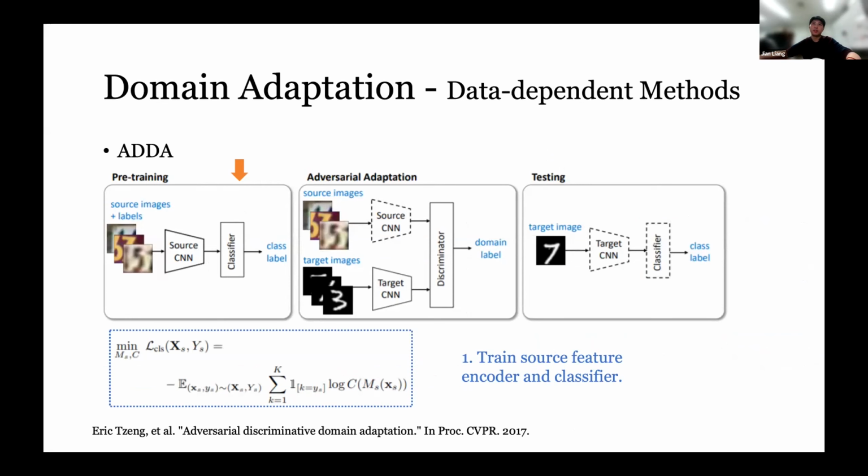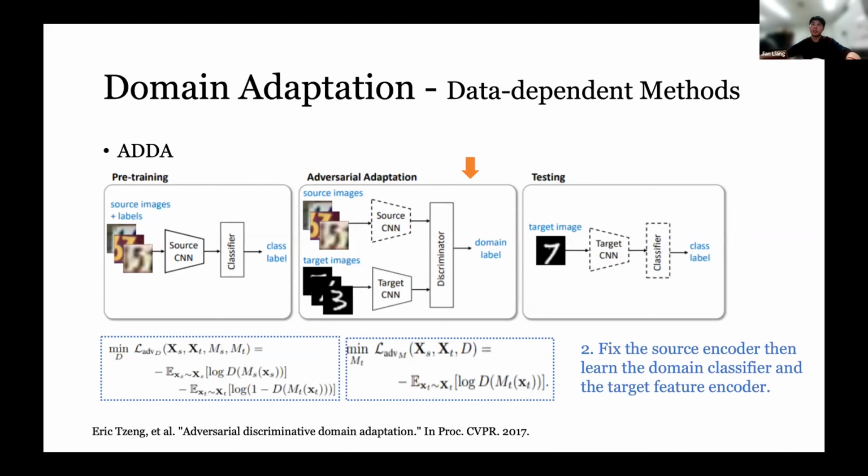Generally, this method consists of three steps. In the first step, we use the labeled source data to train the source model, which has a feature encoder and a classifier, using the cross entropy loss. Maybe next page.